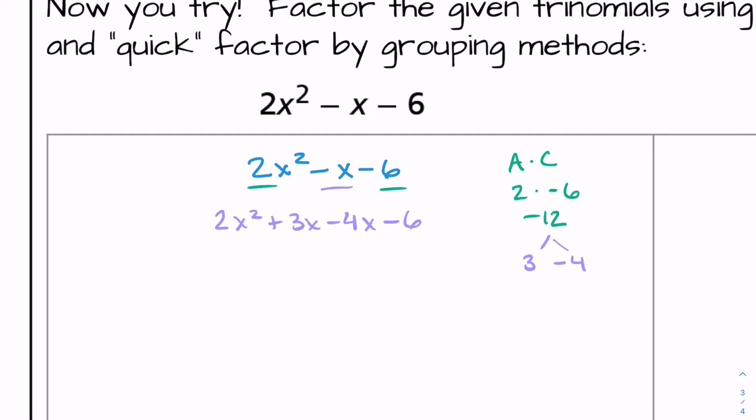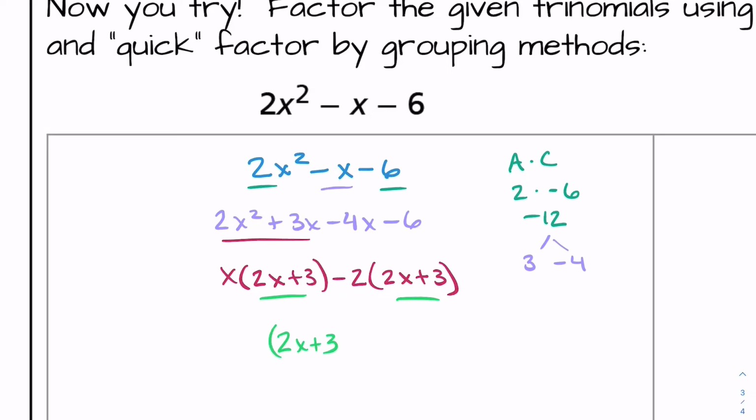So I'm going to factor out what I know from here, which is literally only x. Now, if you switch these, you're going to get a different result. But here we factor out an x. And then here I'm going to factor out a negative 2. And in both cases, I get 2x plus 3. That is supposed to happen. And now I'm going to factor out the 2x plus 3. And what's left over is x minus 2.